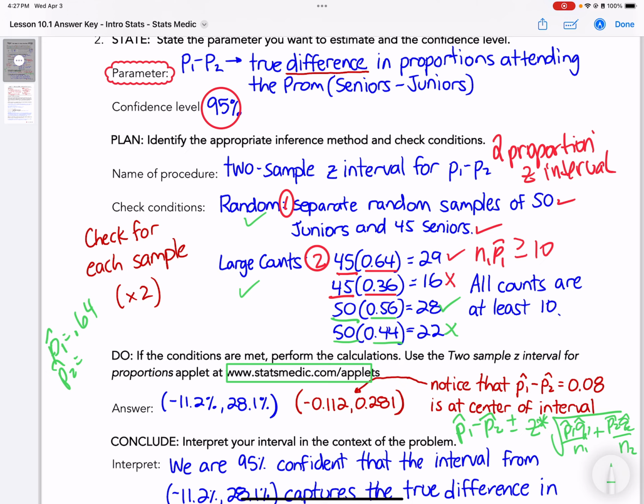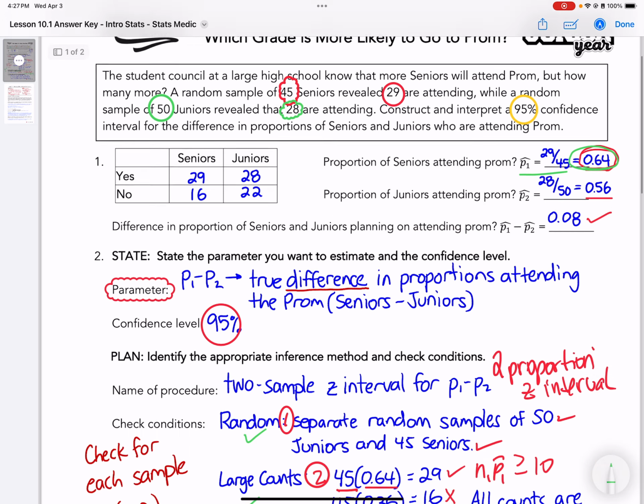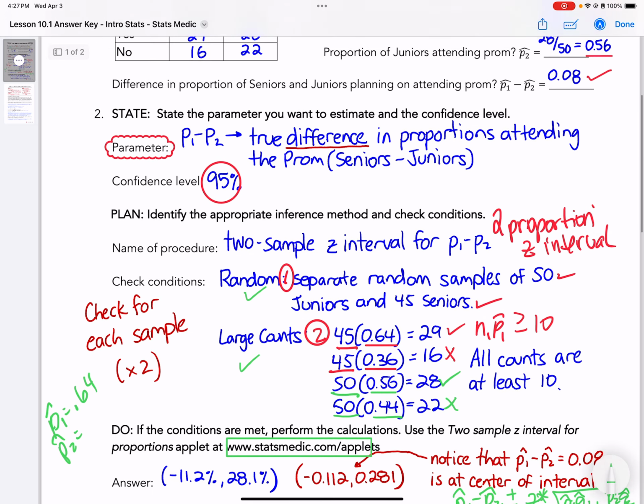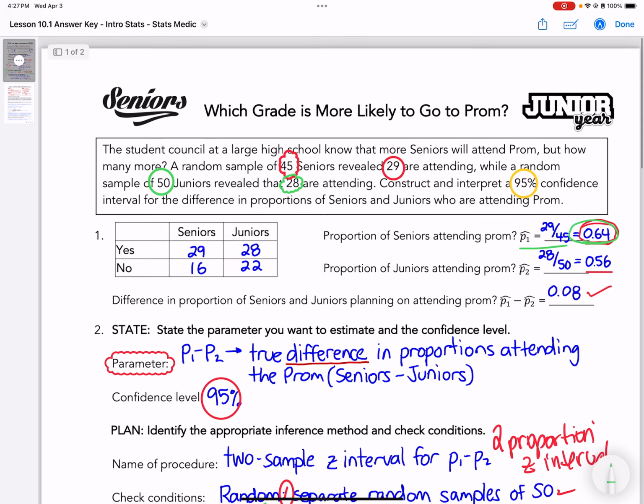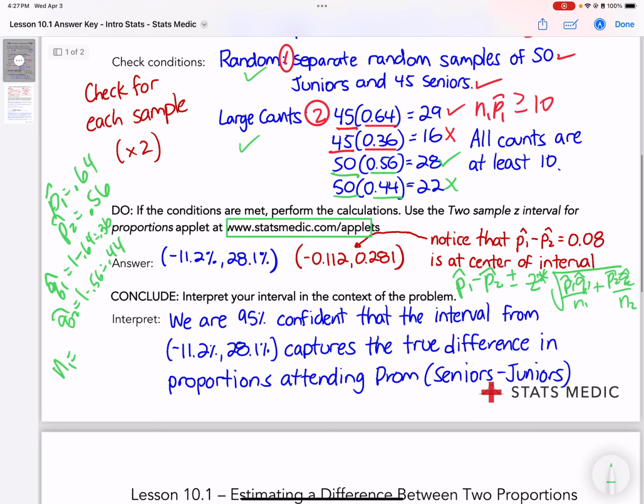P2 hat, that's the proportion of juniors, and that's 0.56. Q1 hat, that's just 1 minus 0.64, so that's 0.36. Q2 hat is 1 minus 0.56, which is 0.44. And then N1 is how many seniors, and that was, let's go back up there, 45. And N2 was 50, because that's how many juniors.